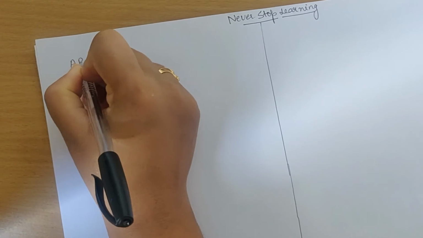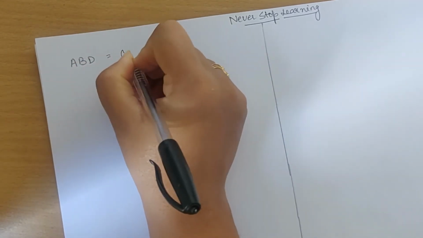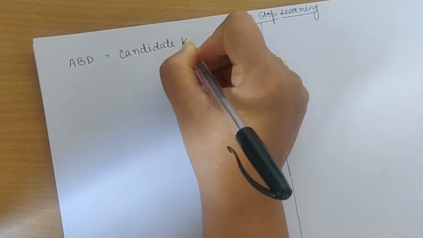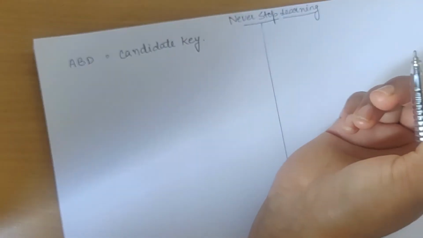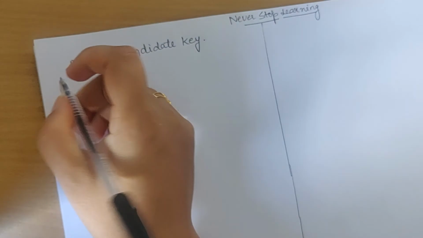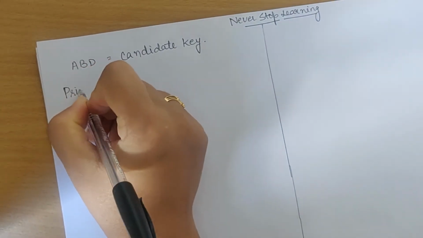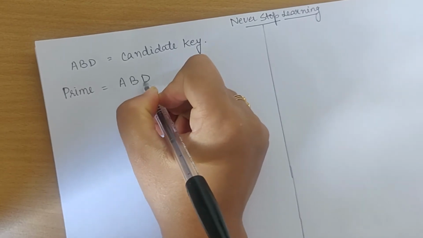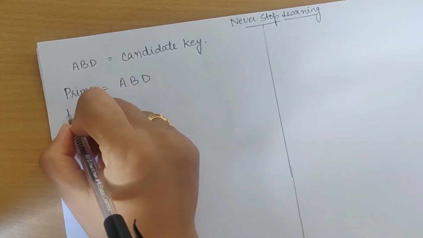Okay. So if ABD is the candidate key, the next step is to find the prime attributes and non-prime attributes. Prime attributes are those which are part of the candidate key. A, B and D are prime attributes.